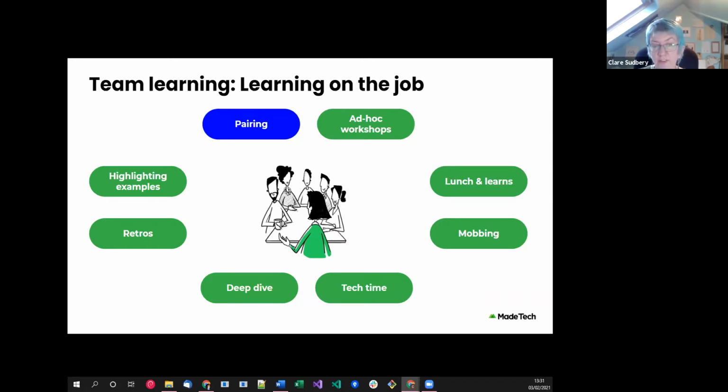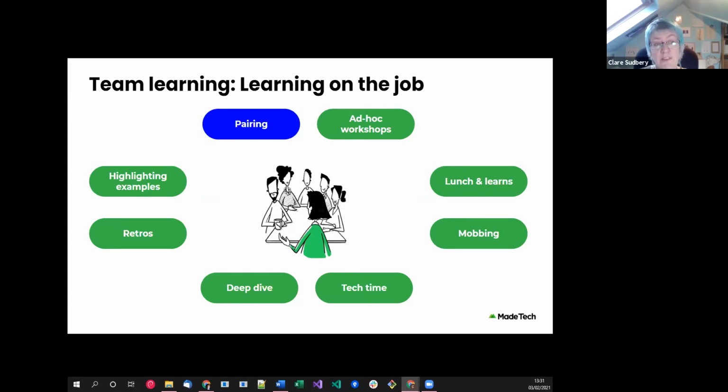So for instance, pairing, which is one of my favorites. This is where people sit together, work on the same piece of work at the same time, the same piece of code at the same time, and they learn so much from one another by watching each other work. And one of the things that they learn, which is incredibly valuable, is that everybody Googles stuff.